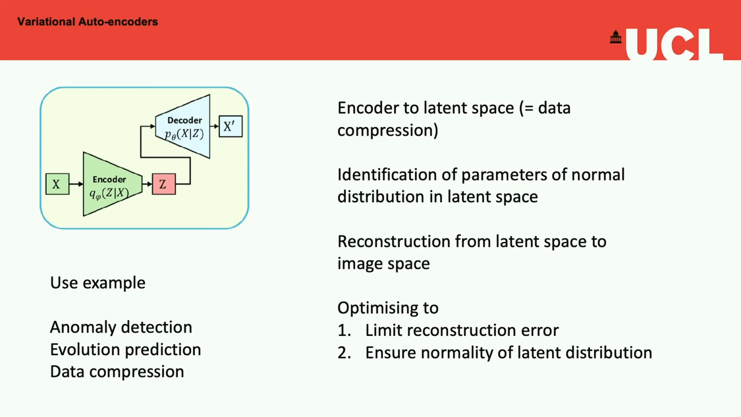And the idea when you optimize those models is to limit the reconstruction error between when you encode and when you decode, and making sure that inside the latent space the distribution is close enough to the target distribution that you have.